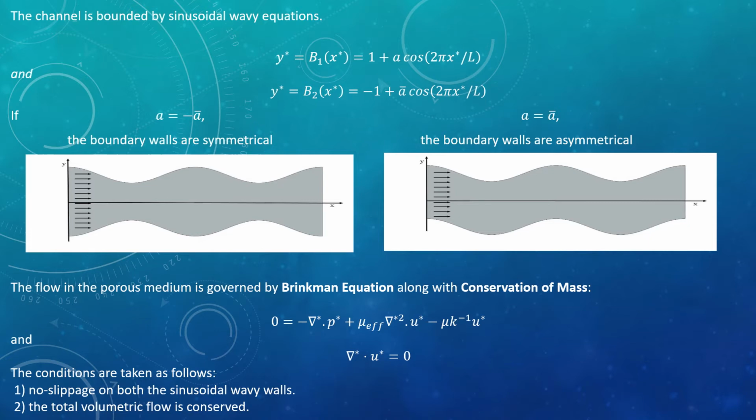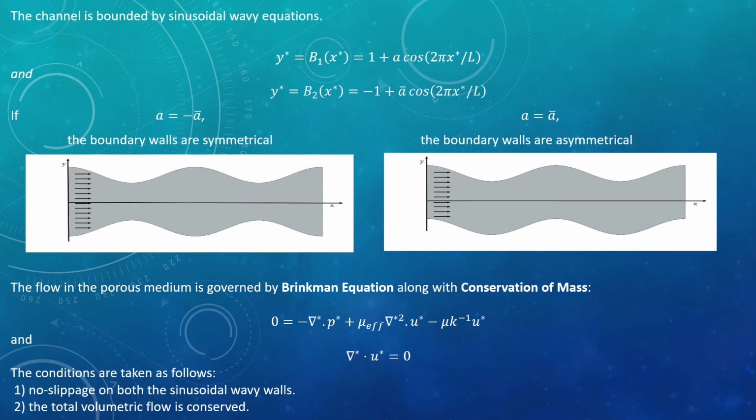The flow between these walls would be governed by the Brinkman equation in combination with conservation of mass, where the first equation represents the Brinkman equation, where u star is the superficial velocity vector, p star is the pressure, mu is the viscosity of the fluid, mu f is the effective viscosity of the porous matrix, and k is the second order permeability tensor. The second equation represents the conservation of mass equation.